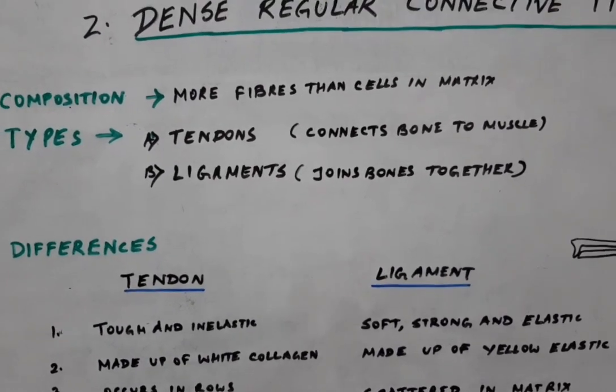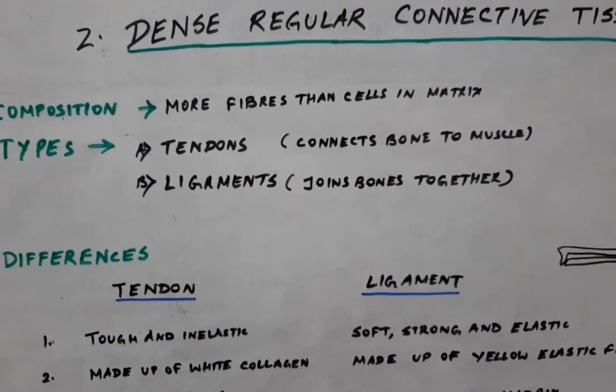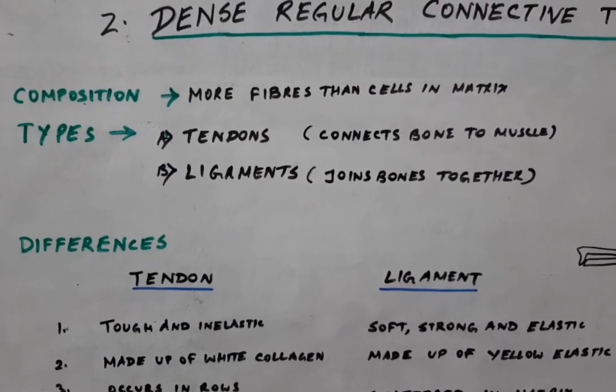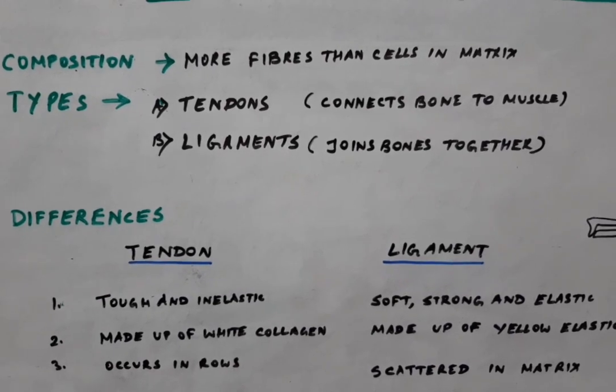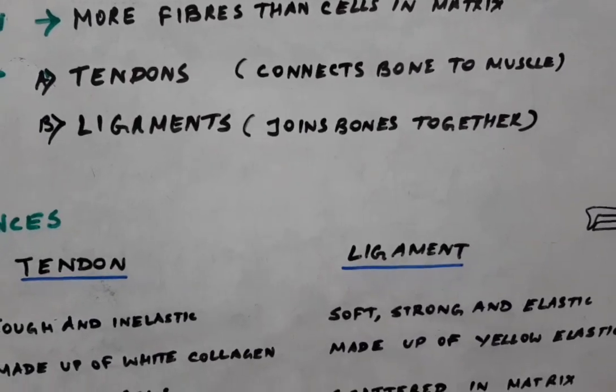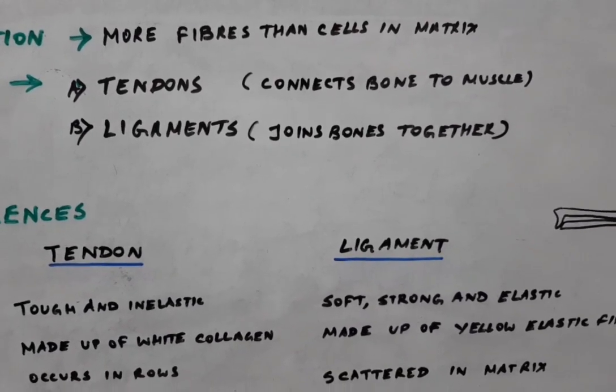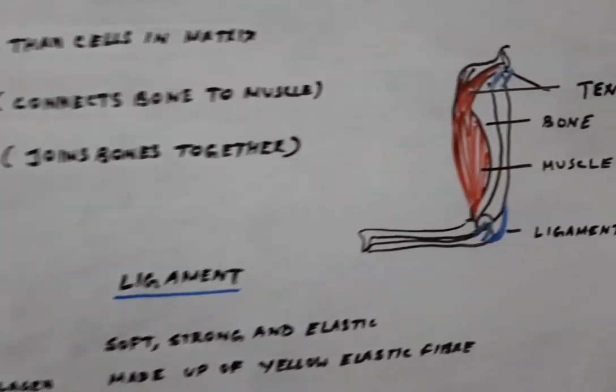So here the fibers are more than the cells in the matrix. Now this type of tissues are generally tendons and ligaments. Tendons connect bone to muscle while ligaments join bones together. You can see here the figure.